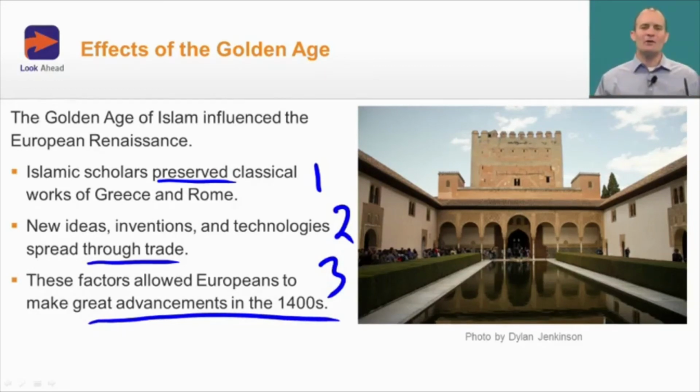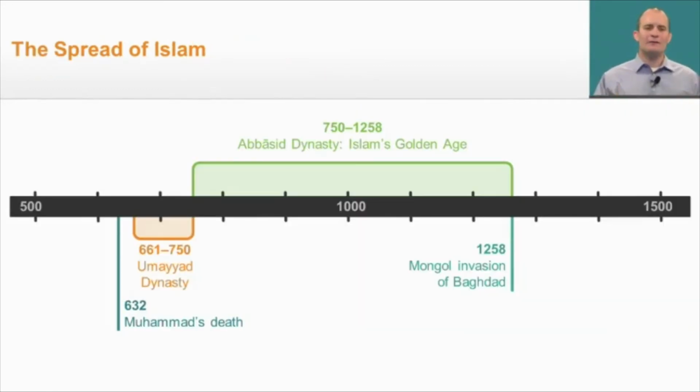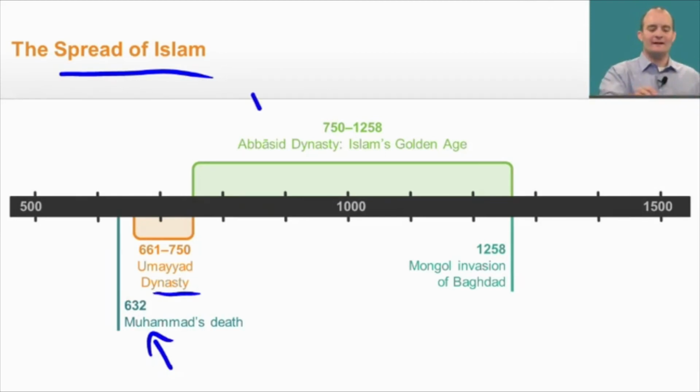Let's sum up all of this by looking at the spread of Islam, but again, by using a timeline, which allows us to look at the information very succinctly, very little amounts, but we can tell it all. So we can see Muhammad's death in 632. Here you have the Umayyad dynasty. The fall of the Umayyad dynasty brought in the Abbasid dynasty, which collapsed during the Mongol invasion of Baghdad in 1258.